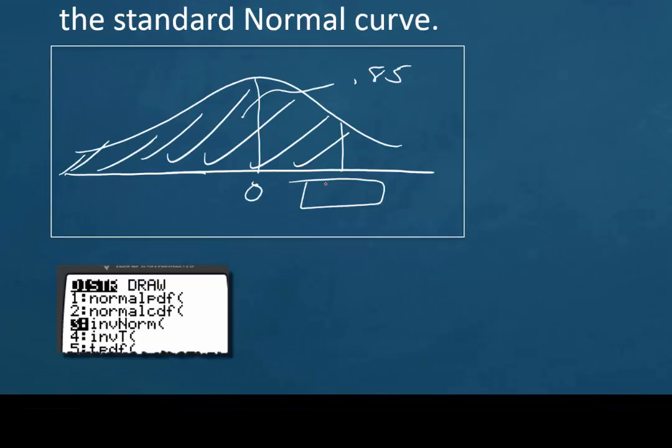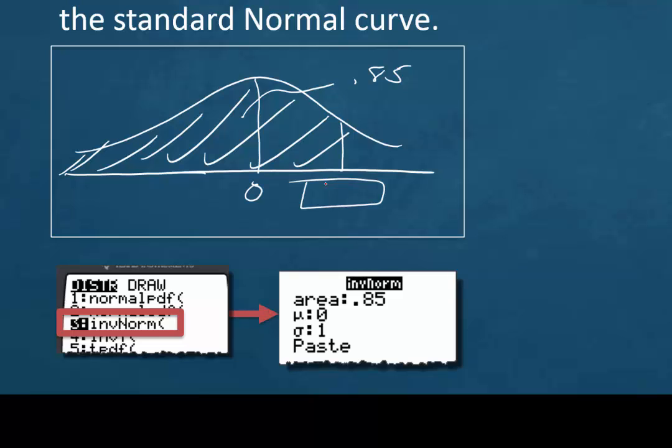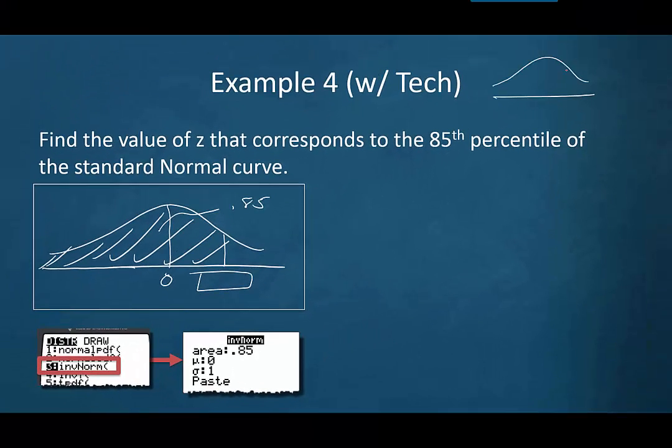Okay, so again, access the distribution menu by pressing second vars. Select inverse norm. Now we're going backwards. Before we were selecting norm CDF, now we're going to be selecting inverse norm. We put in the area. Now for the calculator, its model would be like this. It's finding this value right here. It's finding everything to the left of this unknown value. And that's what it's going to give us. So we can actually put in 0.85. We don't need to put in 0.35.